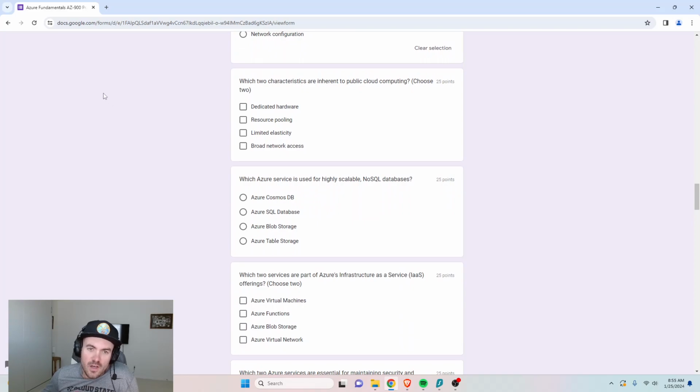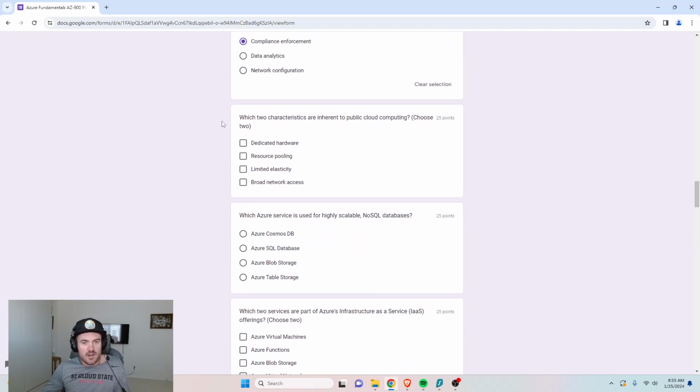Okay. Which two characteristics are inherent to public cloud computing? Dedicated hardware, definitely not. Resource pooling, that's possible because you're sharing resources with other customers, like we talked about earlier. Limited elasticity, that's definitely not a characteristic. In fact, it's the opposite. When you do public cloud computing, you're leveraging the fact that you can have basically as many resources as you need, and then you could get rid of them immediately too if you're not actually using them, which is the definition of elasticity. And then broad network access, that definitely makes sense because you can set up resources anywhere. So I'm going to select B and D there.